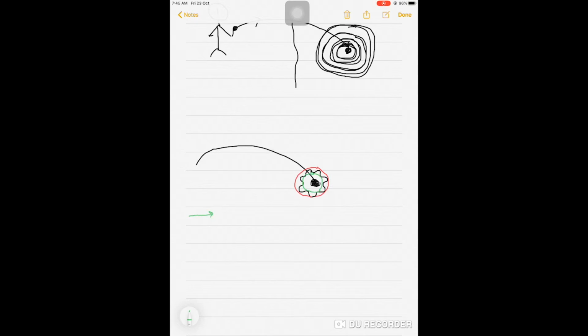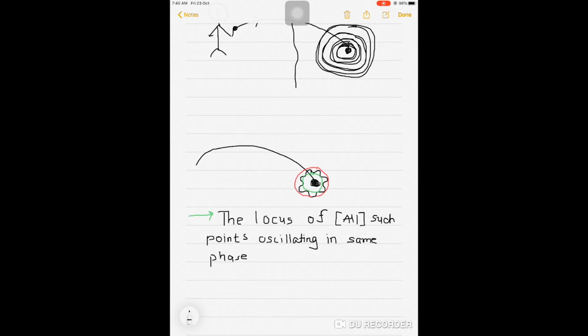So in short, we can say that the locus of all such points oscillating in the same phase is called wavefront.